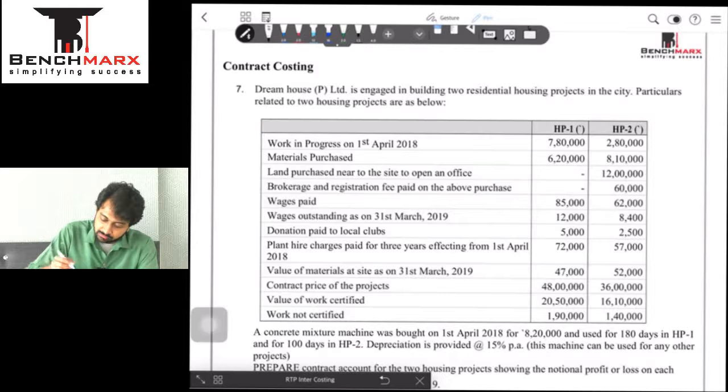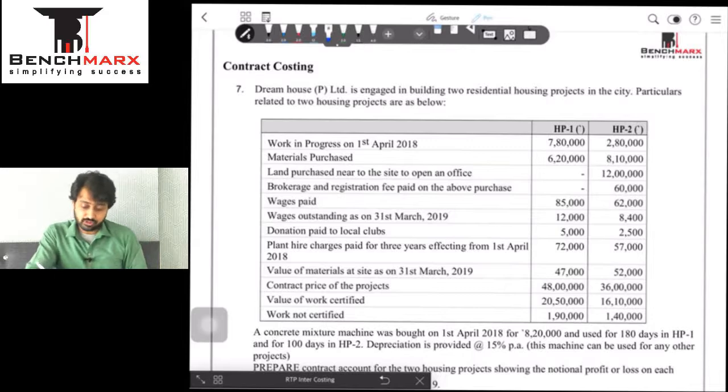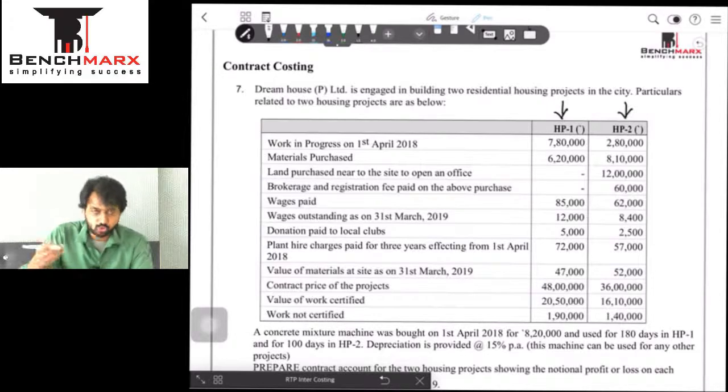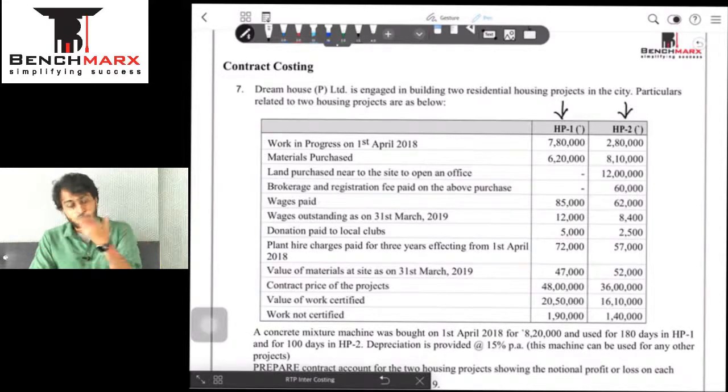Dream House is engaged in building 2 residential housing projects. Very good. Particulars are as follows. Work in progress opening. Okay, so here क्या है अपना 2 projects है. I can see HP1 and HP2. Don't make the contract account twice, just make it columnar because all inputs are same. जिस तरह से they have given me details in 2 columns, I'll prepare a contract account columnar.